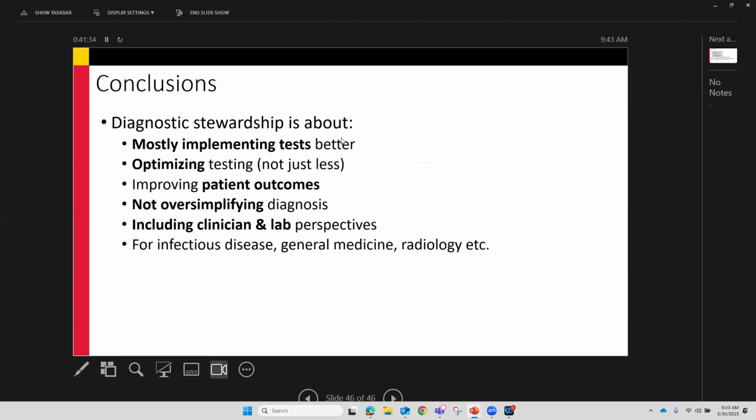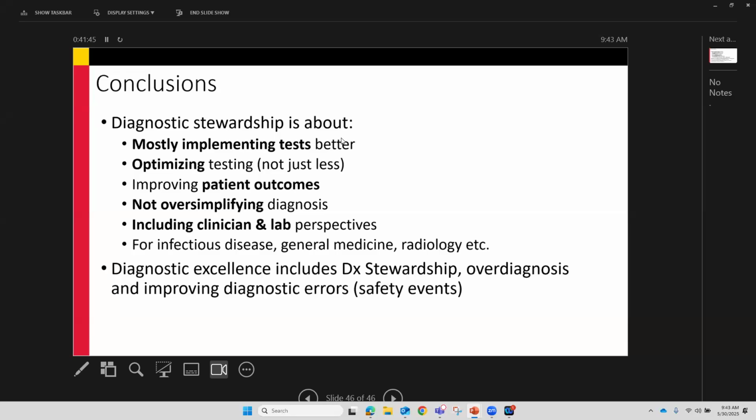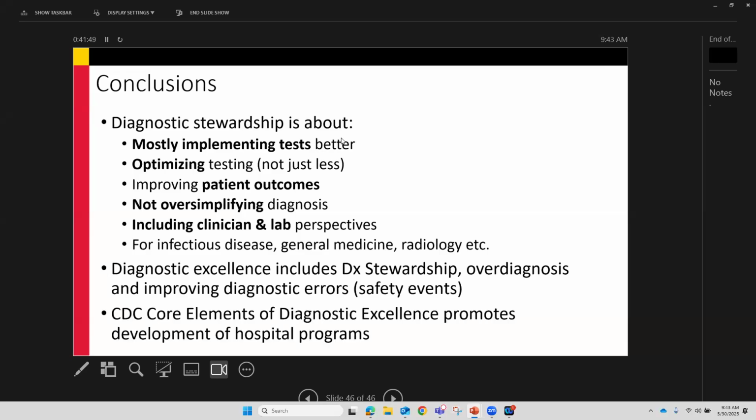All right, so with that, I'll finish up. Just in summary, diagnostic stewardship is mostly about implementing tests better, optimizing testing, not just doing less, not oversimplifying diagnosis, and including clinician and lab perspectives. And it is part of diagnostic excellence, and there are the CDC core elements that I'd refer people to. Thank you very much for your time, and happy to talk to you about this later.